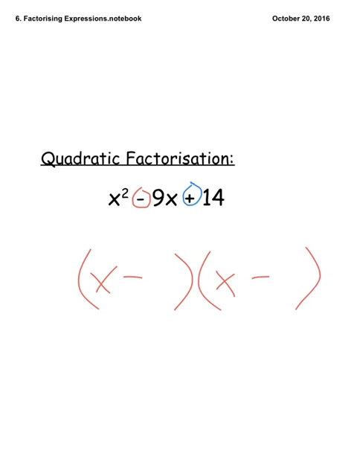I'm looking for two things that times together to make 14, but add together to make 9. Well, it's not 1 and 14, because they add together to make 15. The only other things that times together to make 14 are 2 and 7. So that has to be our answer. They do add together to make 9.